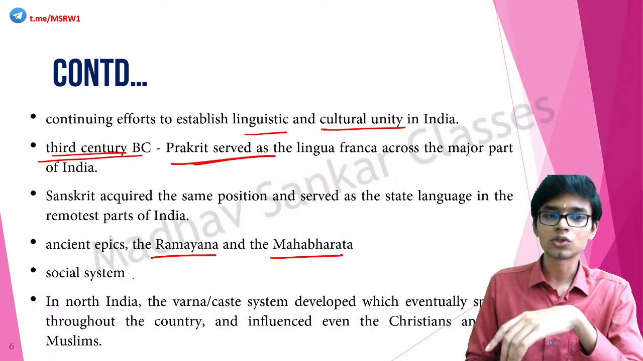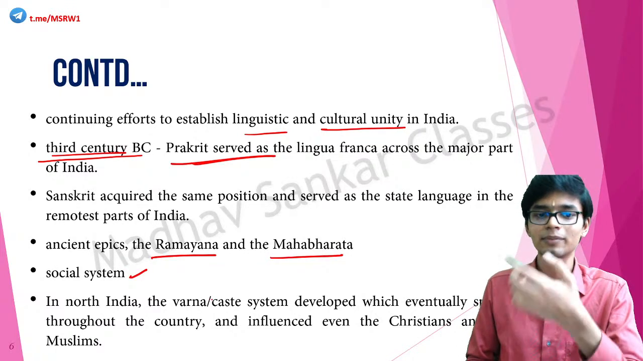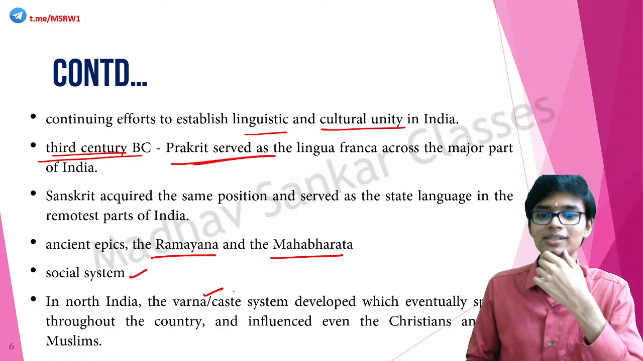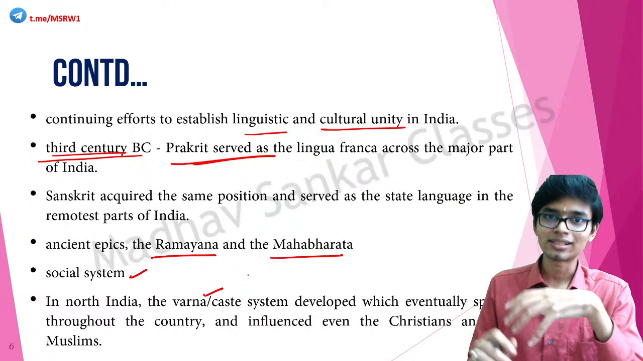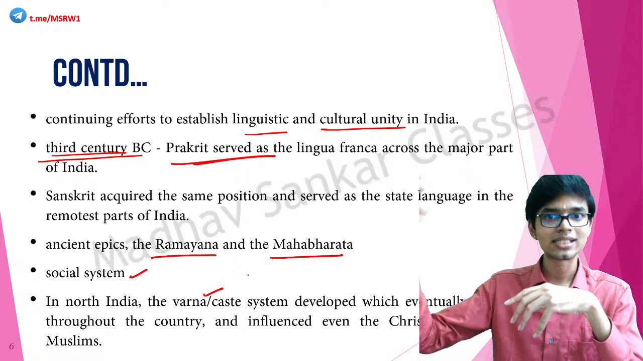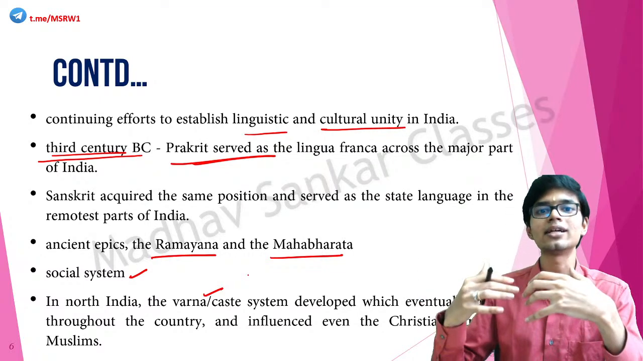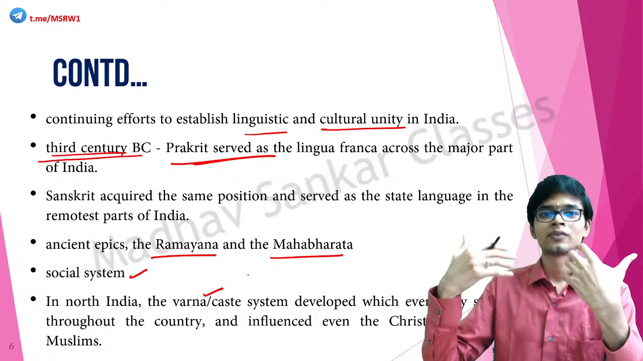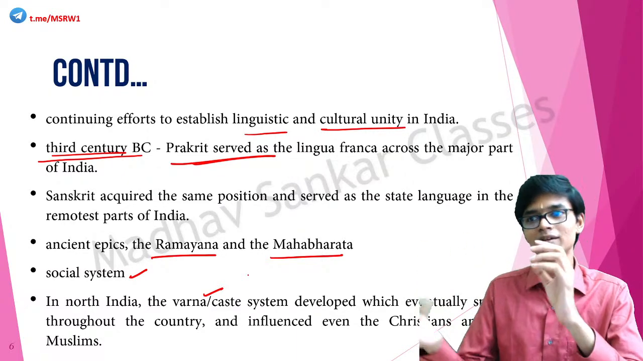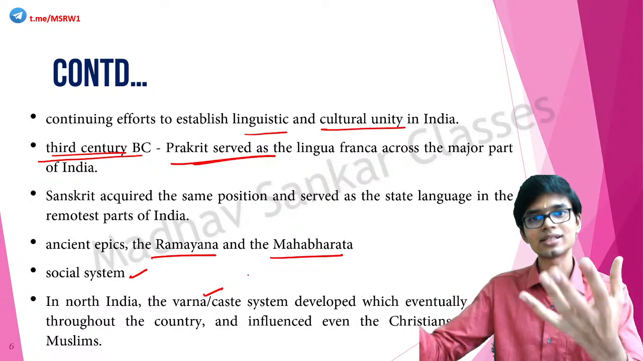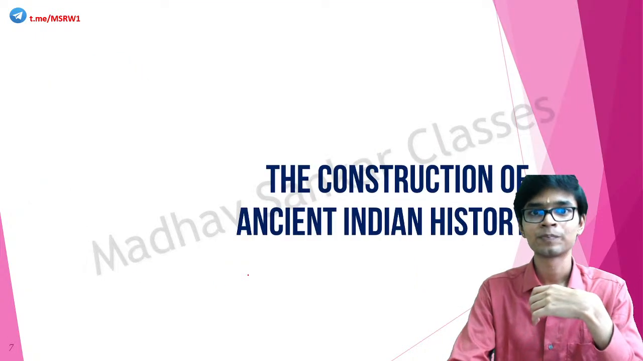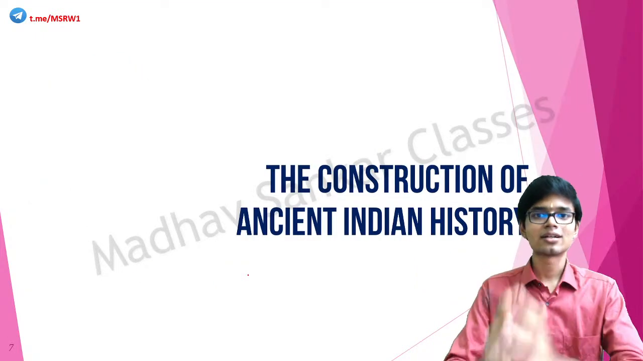We already talked about the social system and we will be seeing how it developed in the upcoming classes. But eventually we know that in North India, something called the Varna and caste system developed. Okay, and this system eventually spread throughout the country. Later on, when more and more religions came to India from outside, these religions also were influenced by the existing Varna or caste system. There has been a lot of give and take between the religions which came from outside and those that were indigenously developed in India.